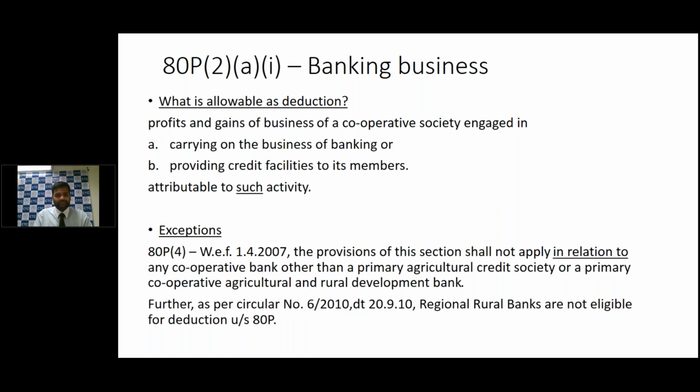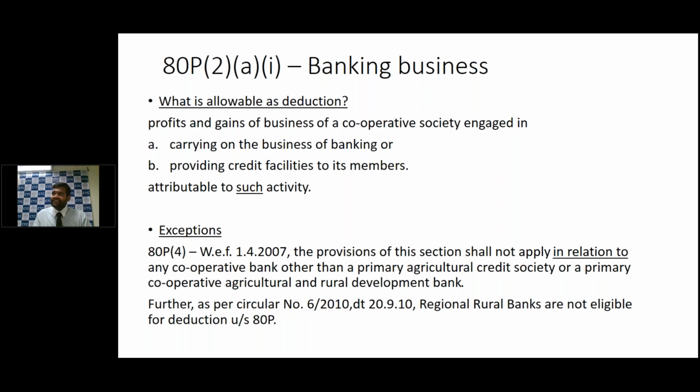They have specified that provisions of this section 80P shall not apply to any cooperative bank other than the primary agricultural credit society or a primary cooperative agriculture and rural development bank. Therefore, if a cooperative bank, which is definitely a cooperative society, would have otherwise qualified under 80P2A1 because it is in banking business. However, with effect from 1/4/2007, since an exception has been created under section 80P4, therefore cooperative bank, though carrying on a banking business, shall not be eligible to claim deduction under section 80P2A1.